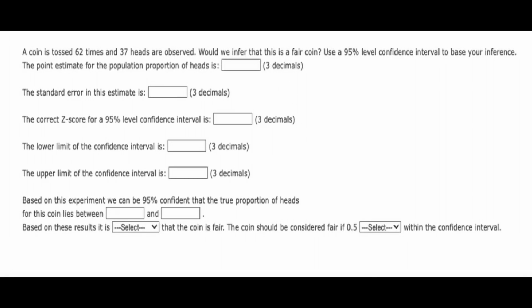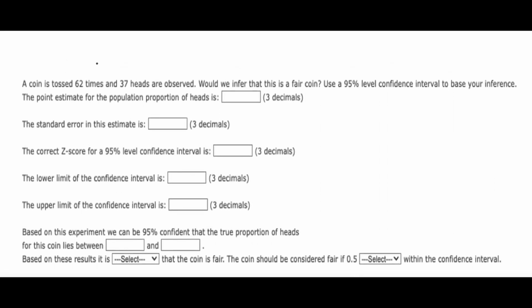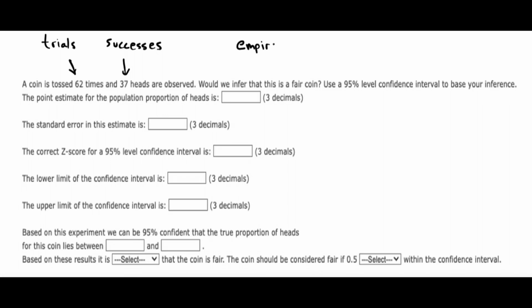A coin is tossed 62 times and 37 heads are observed. So what they're describing there is a number of trials and a number of successes. So we can calculate an empirical sample proportion for this problem. It will be p hat equals x over n, where x is the successes and n is the trials.